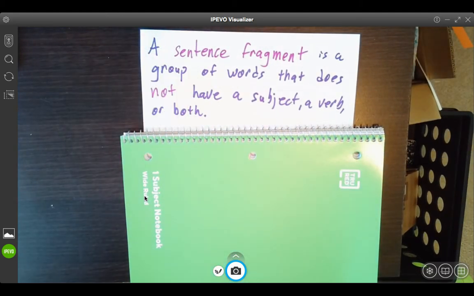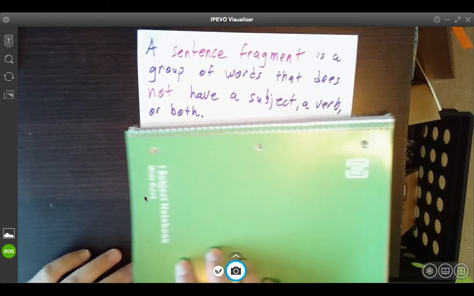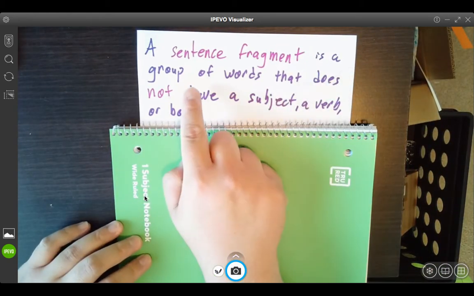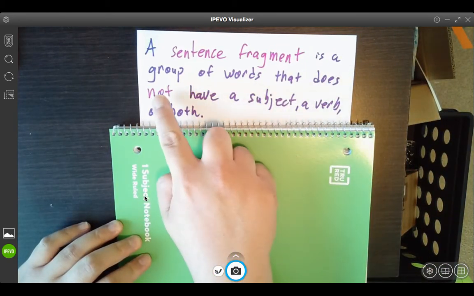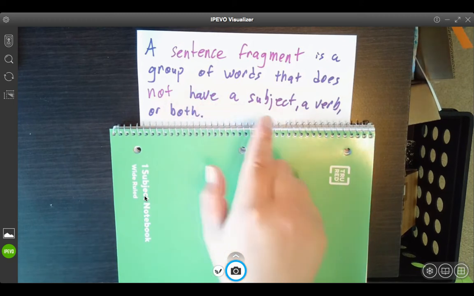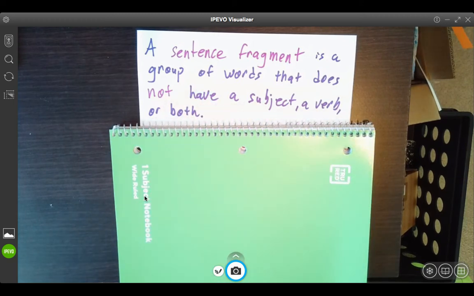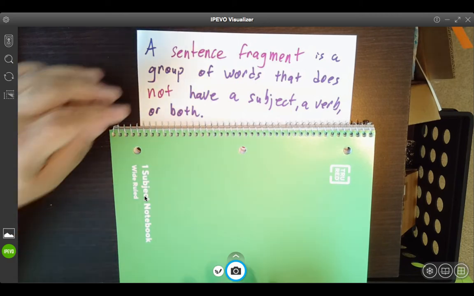A sentence fragment is a group of words that does not have a subject, a verb, or both. So you're missing the subject or the noun, the verb or the action, or sometimes even both. It probably doesn't express a complete thought either. You can probably figure out that these are sentence fragments with the two examples I've given just simply by taking out a subject or a verb. Let me show you.